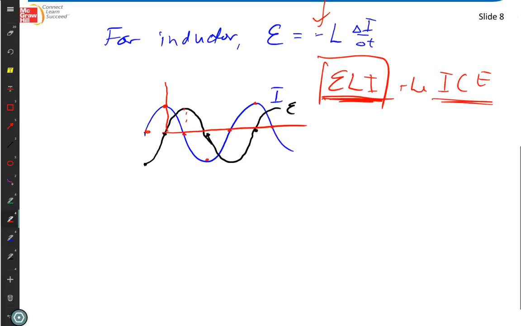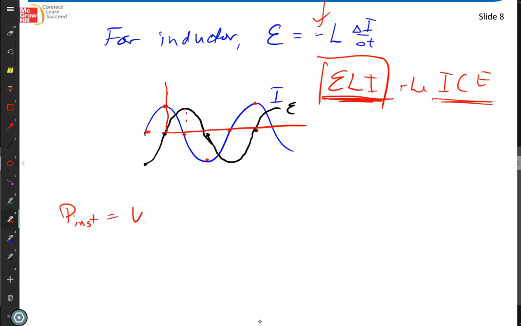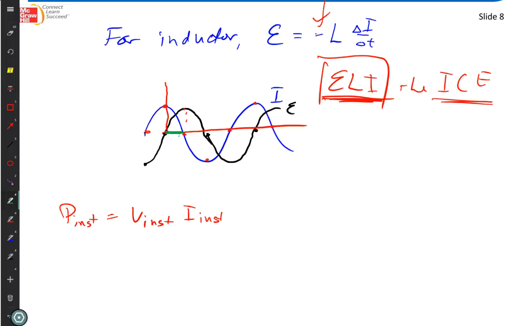But the reason I did this was the power. If I'm going to get the power, I have to multiply. Power instantaneous is equal to the voltage instantaneous multiplied by the current instantaneous. And so now if I multiply those two together, you'll notice that from the places that I have the green line, I have a positive voltage and a positive current. So that means voltage times current is going to be positive.